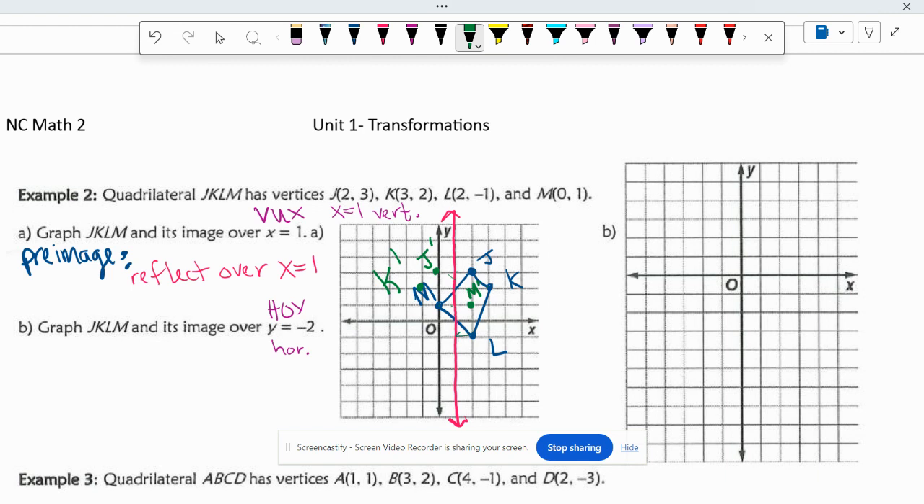And L is 1 unit away on the right, so I need to put it 1 unit away on the left. This is L prime. So L, M, J, K. So this is now my image. I tried coloring that in for you. This is my image. Okay. So that's the first one. The second one, the image is in green.